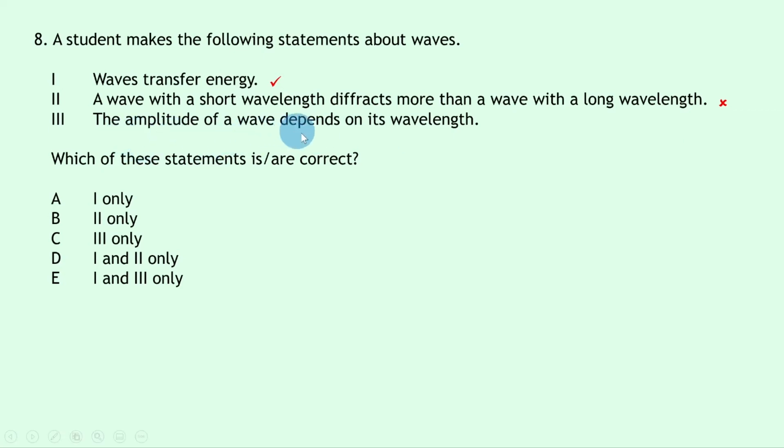Lastly, the amplitude of a wave depends on its wavelength. Well, that is false, and the reason is that amplitude is half the vertical height of the wave, remember, and wavelength is to do with the horizontal distance or length of one wave. So if one's vertical and one's horizontal, then they're completely independent of each other. They don't relate in any way. So the amplitude does not depend on wavelength. So that means statement 1 is the only one that's correct here, which gives an answer of A.